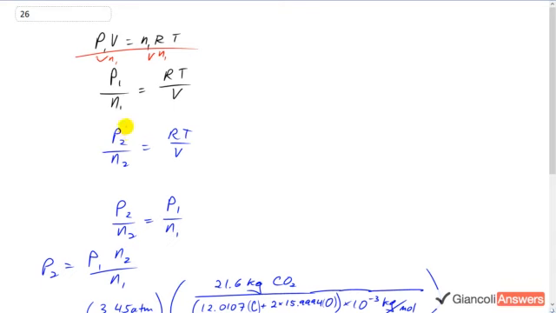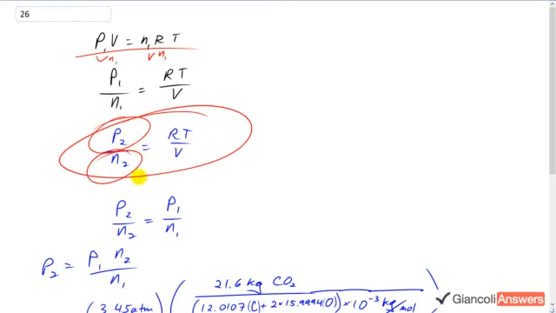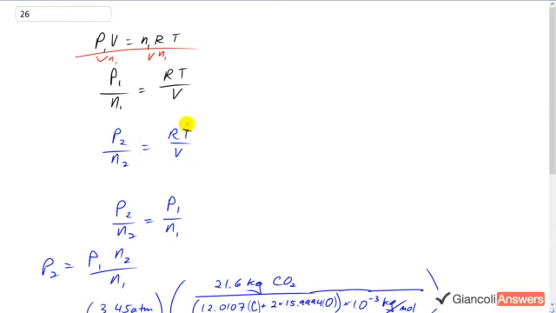useful is because we can rewrite this with the quantities when it is filled with carbon dioxide, in which case we have some different pressure, P2, and some different number of moles, because it's the same mass of carbon dioxide, but the molar mass of carbon dioxide is different, so there'll be a different number of molecules or a different number of moles. And it's still going to equal the same RT over V, however, because the temperature, we're told, is the same, and the container volume will be the same as well.